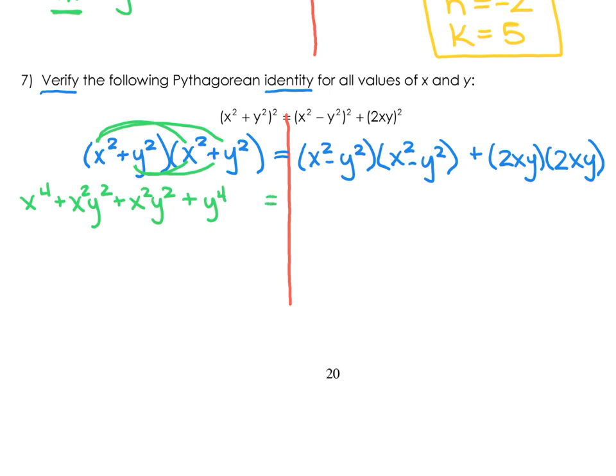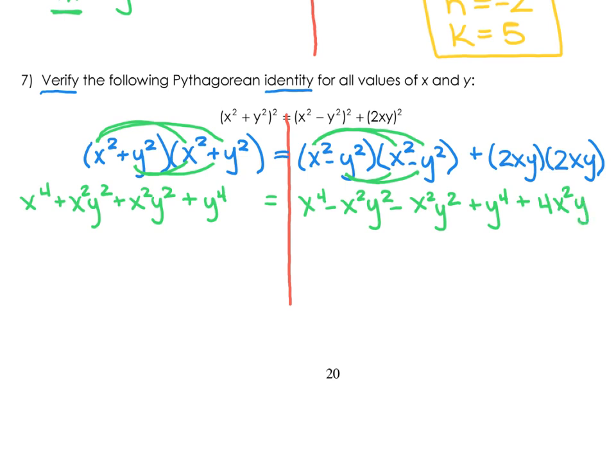Okay. On the other side, we have an x squared times an x squared, so an x to the fourth. That's going to give you a minus x squared y squared. That's going to give you a minus x squared y squared. A negative times a negative is a positive y to the fourth. And then we got a 2xy times a 2xy. So 2 times 2 is 4x squared y squared. Again, when you're multiplying, you add the exponents.